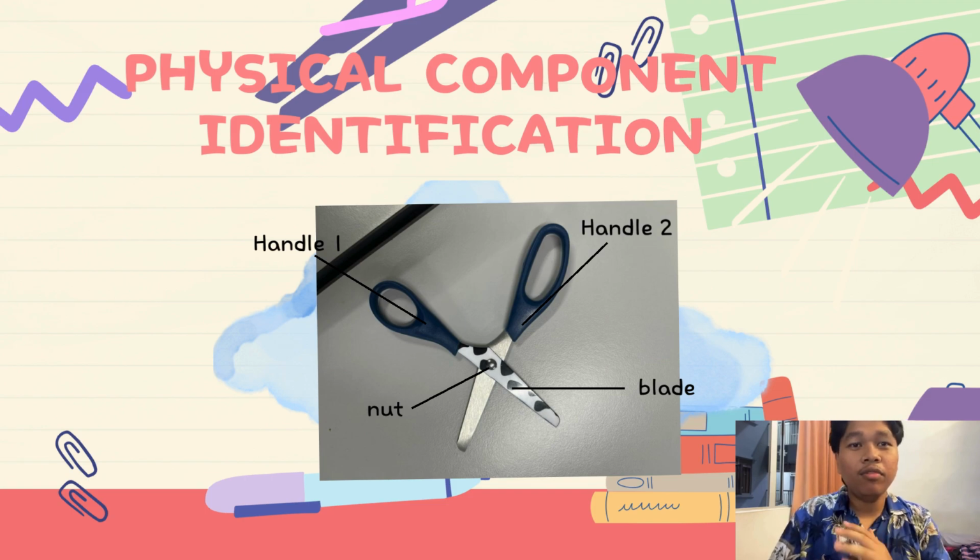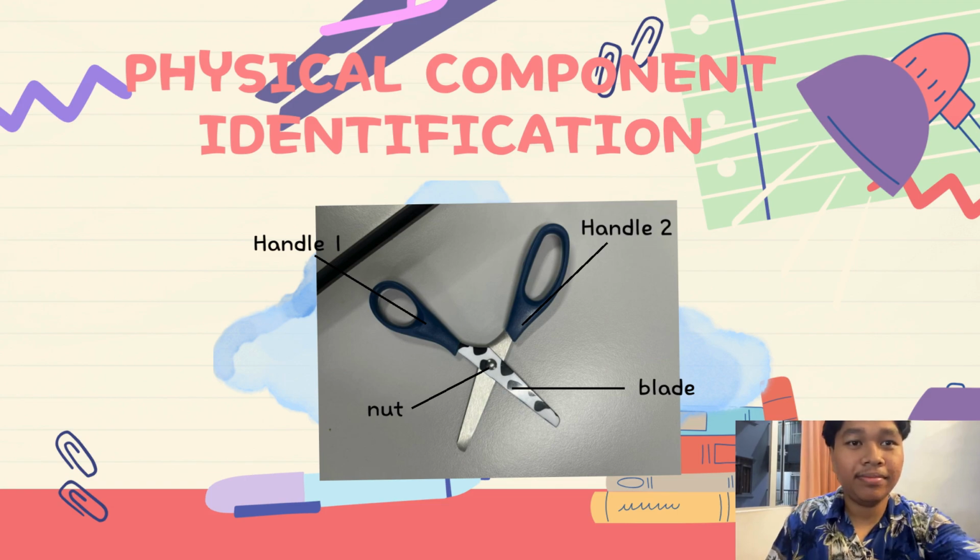Now we are moving on to physical component identification. For the first and second components, we have handle 1 and handle 2, for the third component, we have the blade, and for the fourth component, we have a nut.